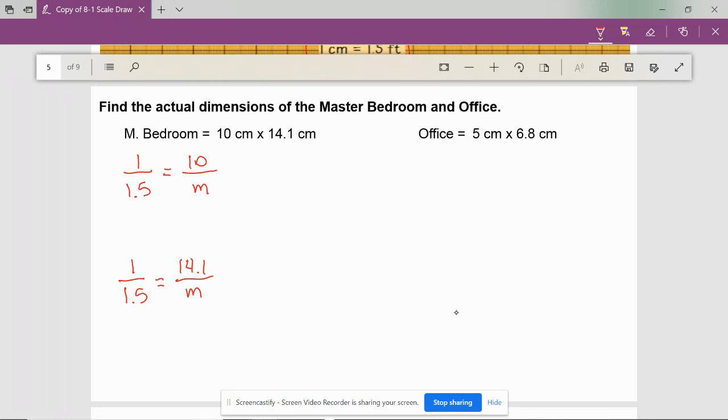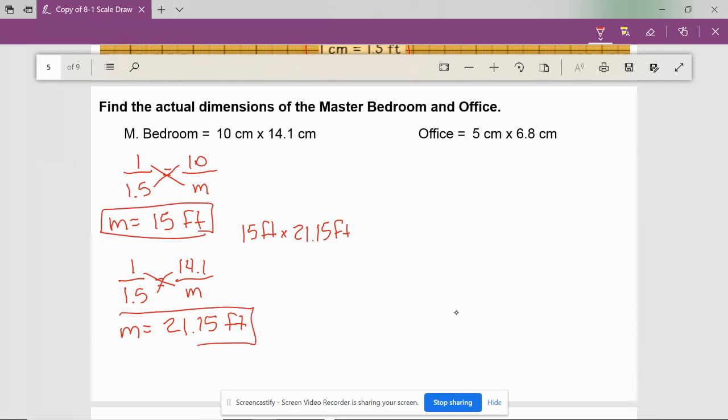So when we do our cross multiplication, m is going to be equal to 1.5 times 10, which is going to give us 15 feet. We're going to do the same thing here. 1 times m is m, so m is going to be equal to 1.5 times 14.1, which gives us 21.15 feet. So the actual dimensions of the master bedroom are going to be 15 feet by 21.15 feet. Okay, so that's how we look at that.